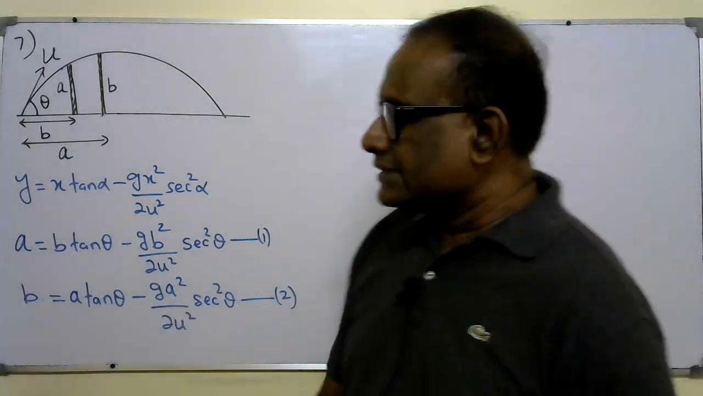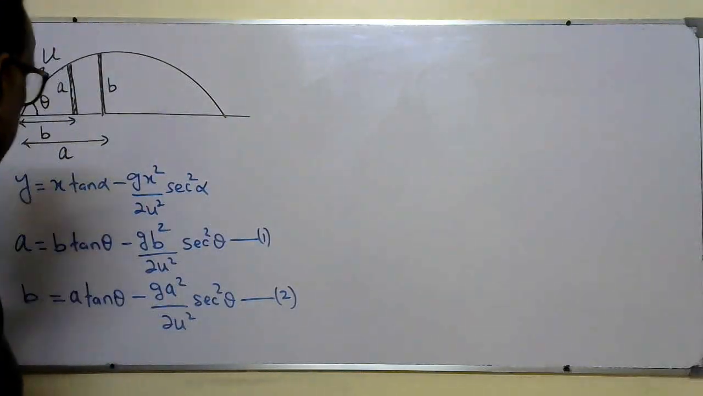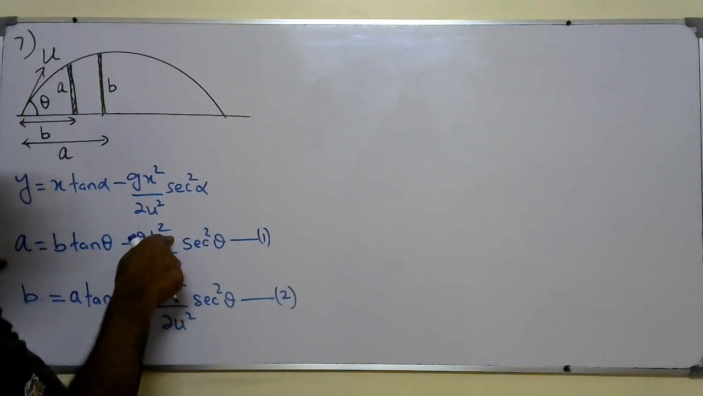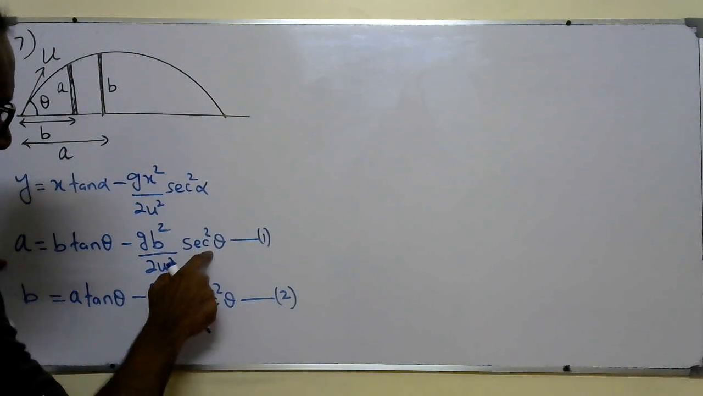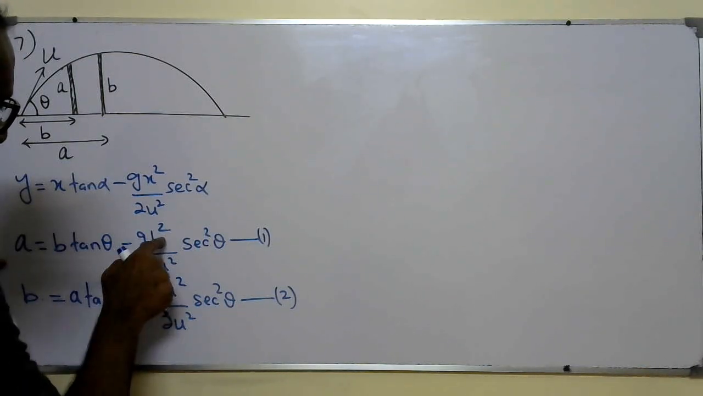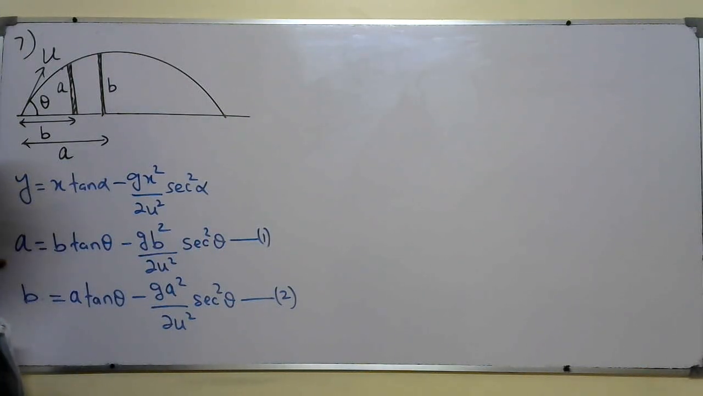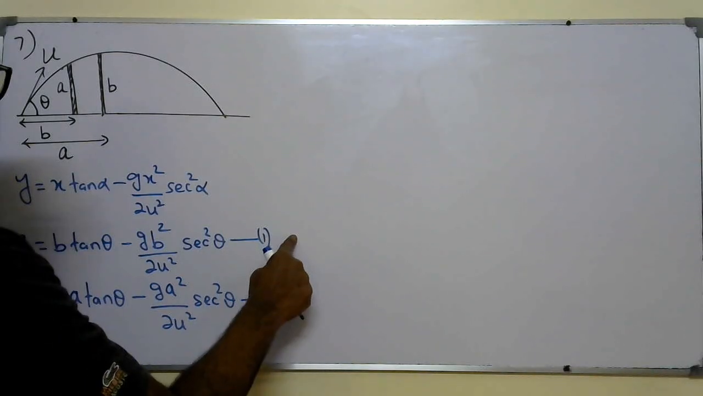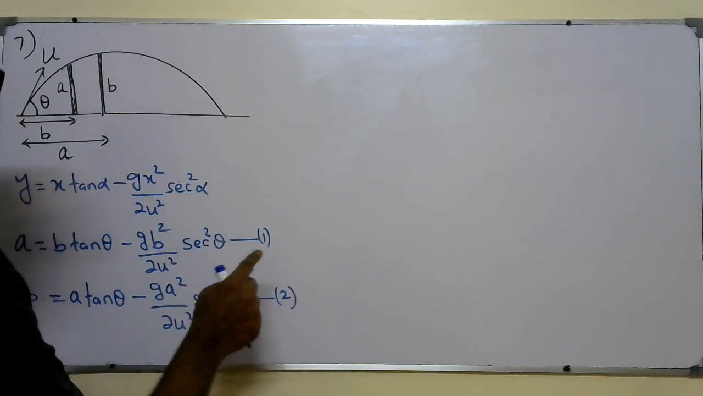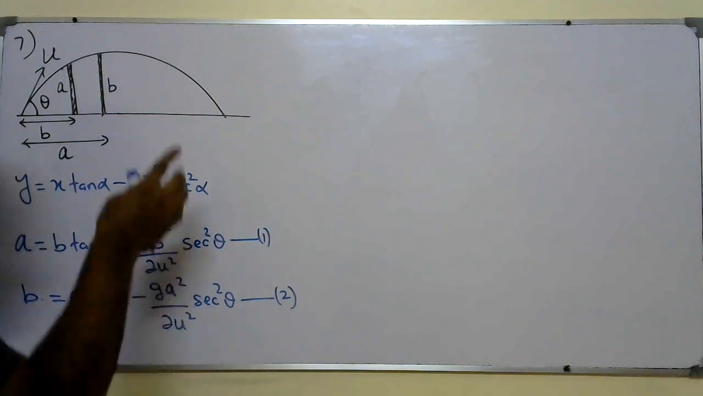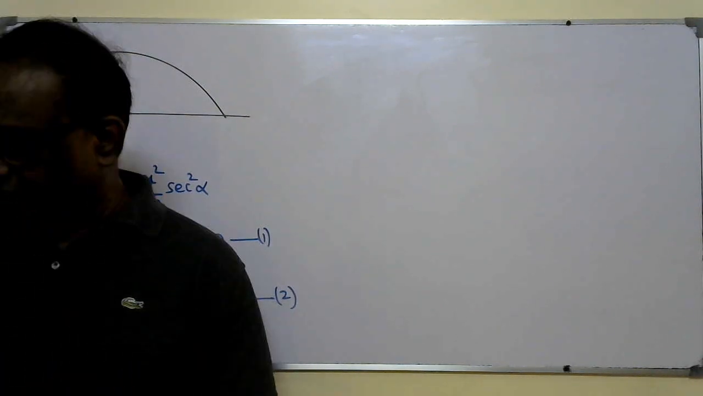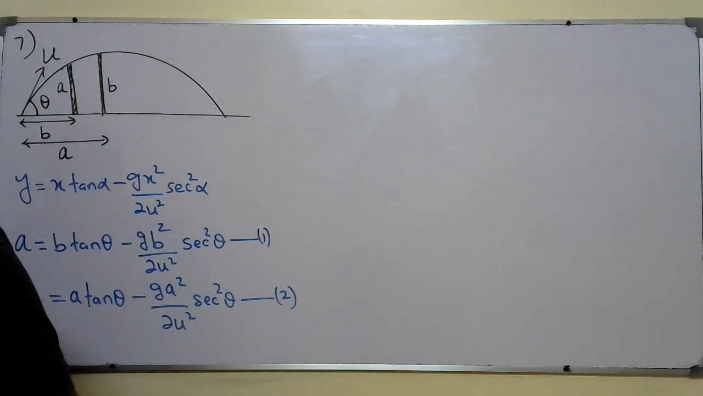So we'll get a simple equation. So what will we do? We'll multiply the first by g b squared over 2. This part is the same, this is the same. Only g b squared here, g a squared there. So we'll multiply the first equation by a squared and the second equation by b squared. Then we'll subtract and we'll see whether we are able to get that expression.